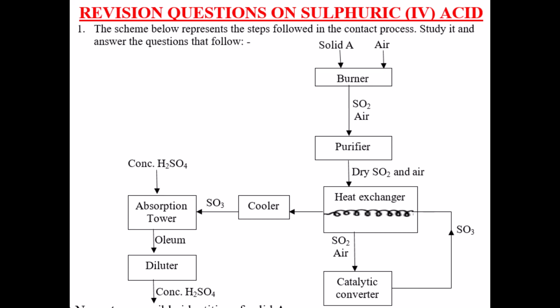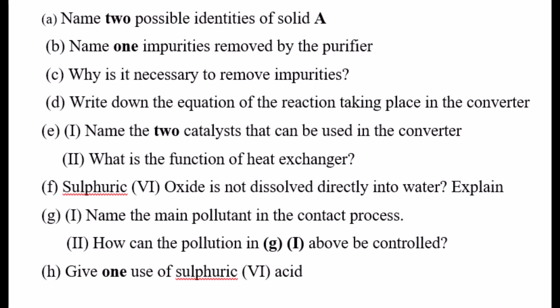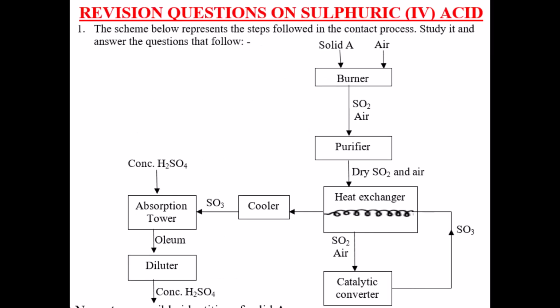You are supposed to study the flowchart very carefully, then go ahead to answer the questions. So for instance, look at the question as it is. In the flowchart, you have solid A, air, burned, sulfur dioxide and air comes out, purified into the heat exchanger, into the catalytic chamber, back to the heat exchanger, cooled, then the absorption tower and the dilution tower.